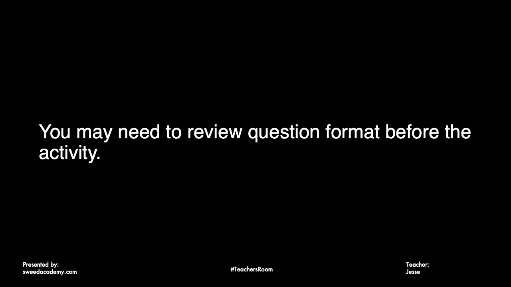Depending on the level of your class, you may need to go over question form, right? Like question word, who, what, where, why, and then auxiliary verb, and then the subject, and then the verb, right? Where did you stay, right? So you might want to go over question form depending on how well they ask questions, right? And it's a really fun activity. It's a really engaging activity.